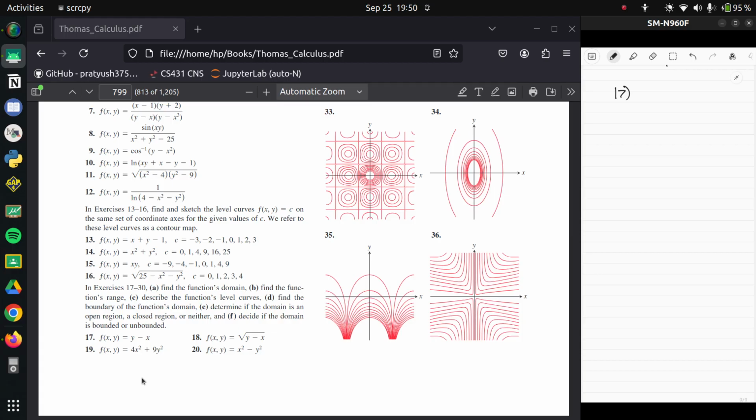Decide if the domain is bounded or unbounded. We did that. For x equal to 4x plus y square, all of R2 is the domain, so it's an unbounded region, and the range is everything that's R greater than or equal to 0. So it's a closed, not open, unbounded region. What about this one, x minus y square? Oh, this is okay-ish, you can have anything built up with that. So all of R2 as a domain, and the range is all of R as well.